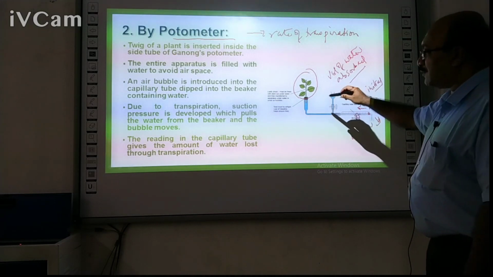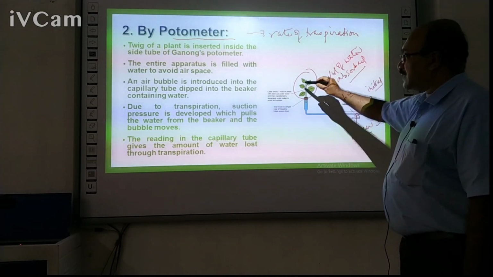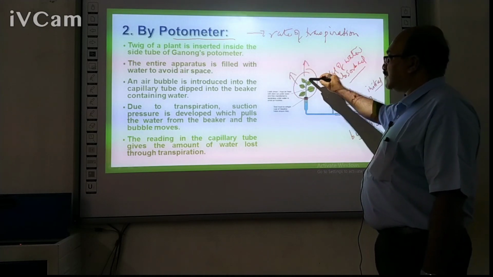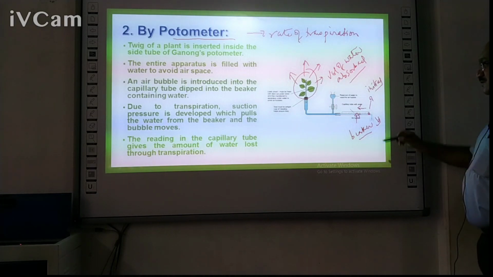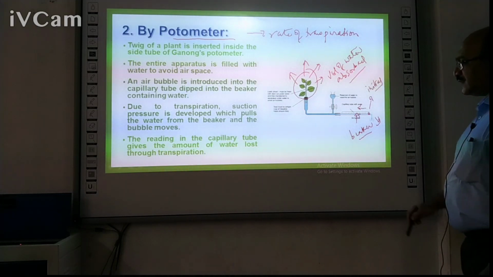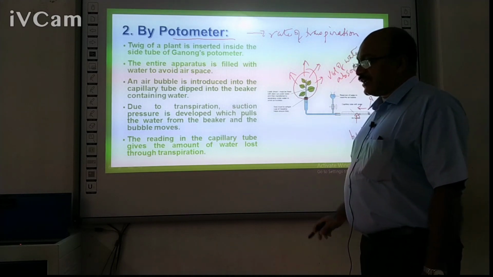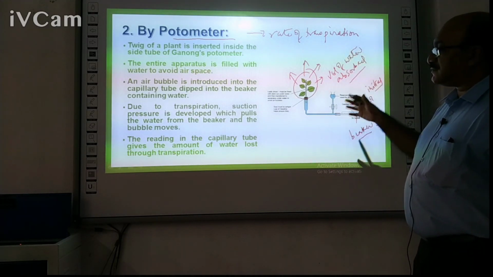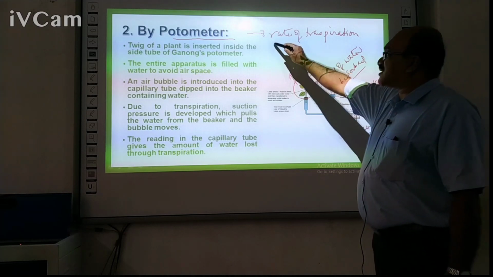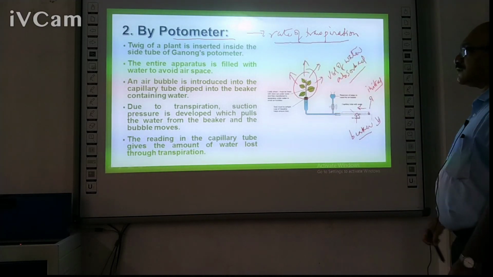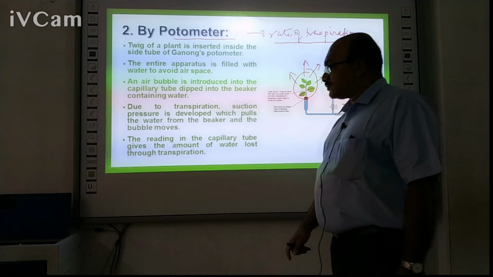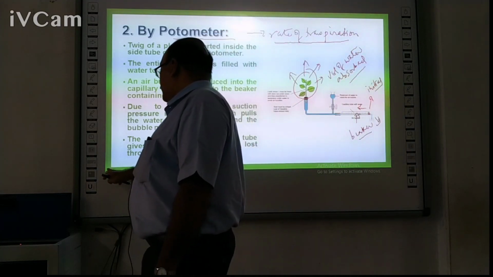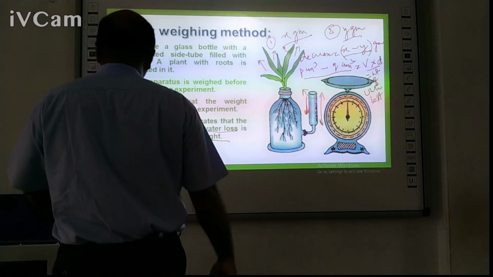So that much amount of water has been absorbed, and that much amount of water has been lost from the twig by transpiration. So this amount divided by the time taken will give us the rate of transpiration. So by this method, we can record the rate of transpiration. So these are the two ways by which we can record the rate of transpiration.